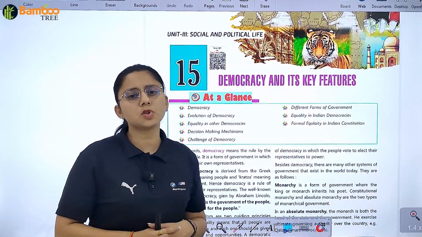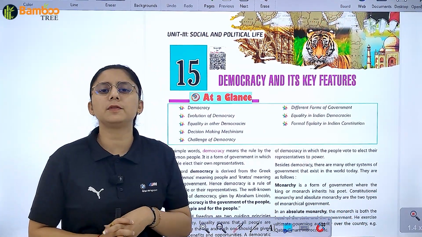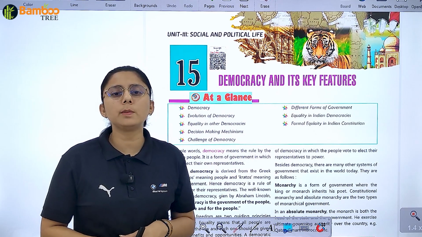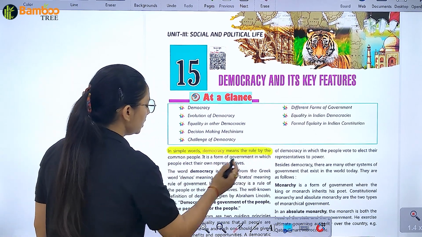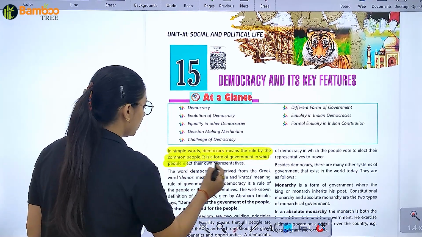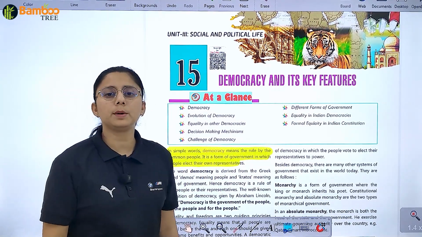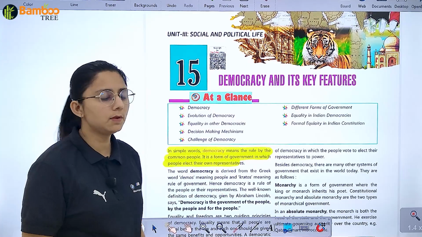Children, today let's start with chapter number 15, democracy and its key features. So in this chapter, I will tell you about some key features of democracy. In simple words, democracy means rule by the common people. It is a form of government in which people elect their own representatives. लोग क्या करते हैं, अपने representative elect करते हैं.